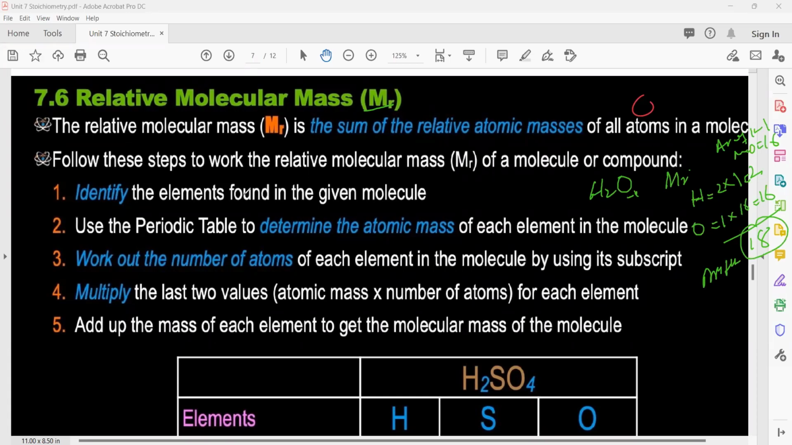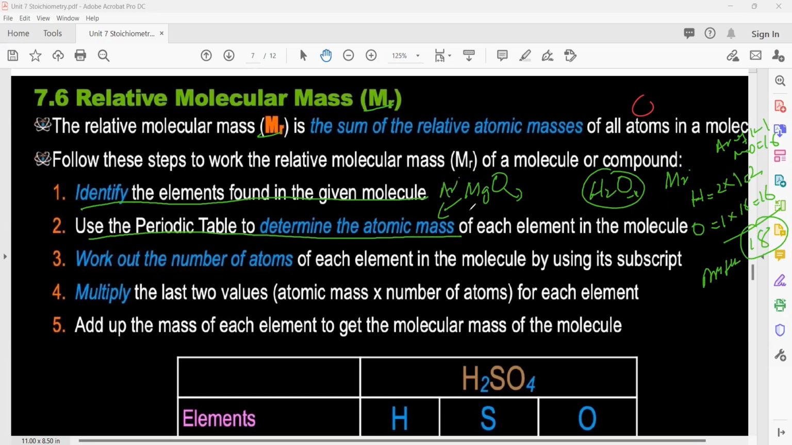So here they are saying that if you want to find Mr of any formula, you have to follow these steps. Number one, identify the elements found in the given molecule. So whatever molecule is given, first find which elements are there. For example, if I write the formula MgO, which elements are there? Magnesium and oxygen. Number two, use the periodic table to determine the atomic mass, meaning Ar.